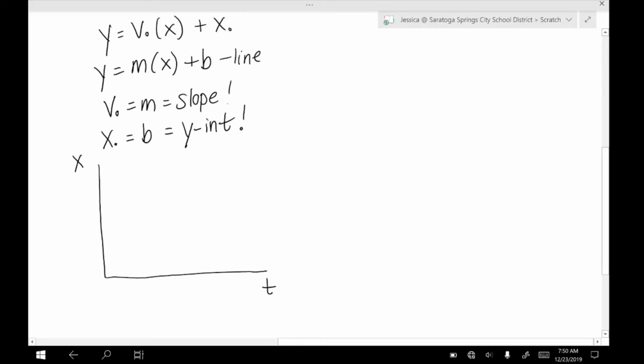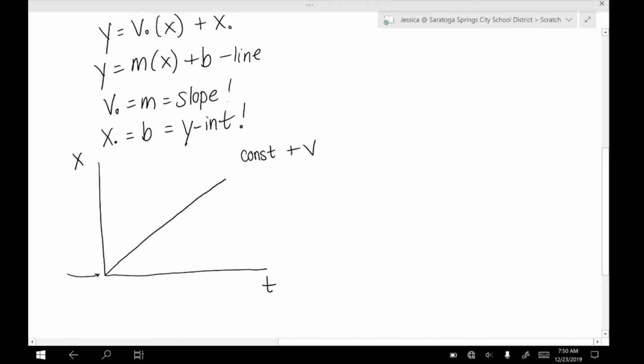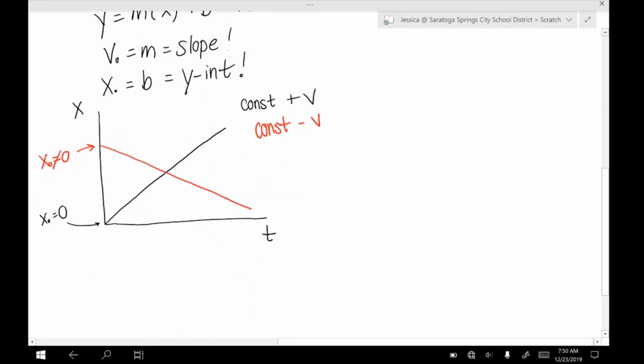So position is x, time is t. If I have an object moving with a constant positive velocity, that graph would look like this. And this graph would have an initial position of 0. A constant negative velocity might look something like that. And this would have an initial position of not 0. Both of those objects are currently to the right of the origin, so their position is positive.